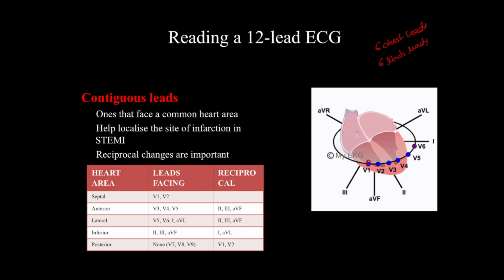If you take a vertical plane, the limb leads are arranged with lead 1, lead 2, lead 3 like this, and the augmented leads finding ways in between, like AVR towards this direction, AVL towards this direction, and AVF in this direction. Okay, so these form the various directions of the various limb leads in a vertical plane.